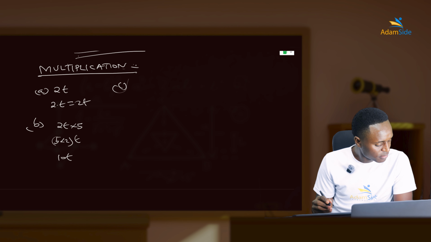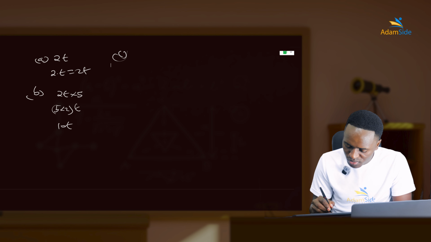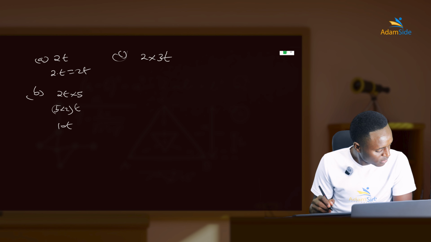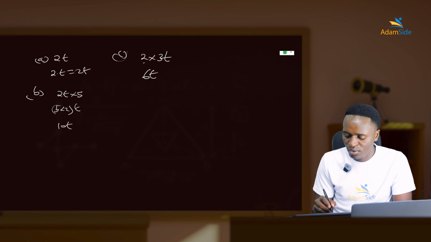We can simplify this expression: you have 2 times 3t. Your answer can be 6t, because you just say 2 times 3. You multiply only the coefficients. 2 times 3 you get 6, and then that's 6t.